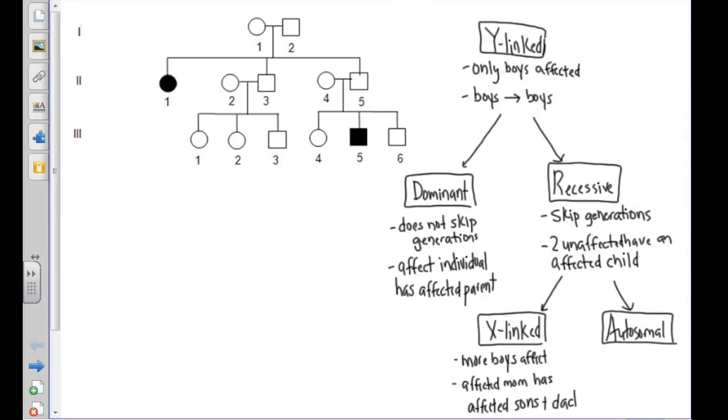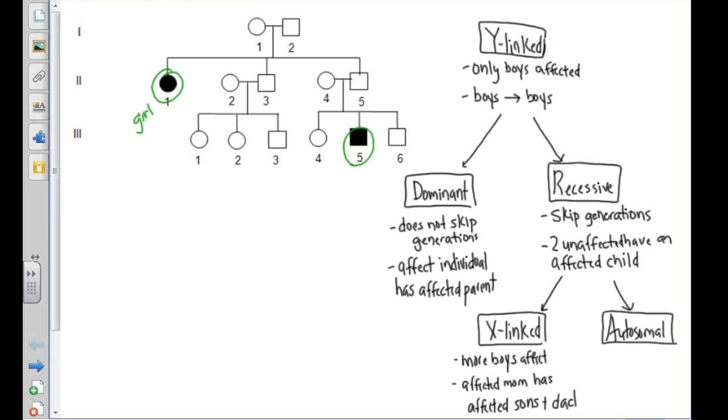Right away, we can tell that the pedigree is not Y-linked because girl number 2,1 is affected. Plus, if you take a look at individual 3,5 here, he is affected, but he doesn't have an affected father, meaning that the trait cannot come from a Y chromosome.